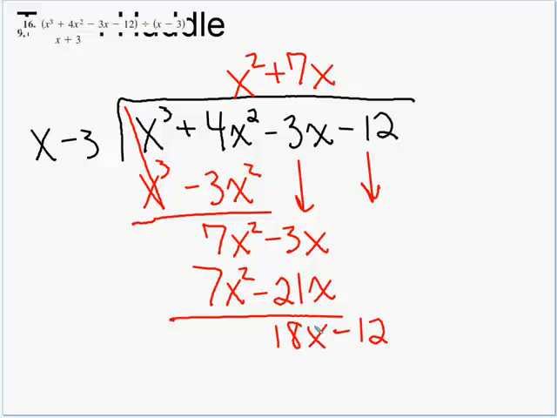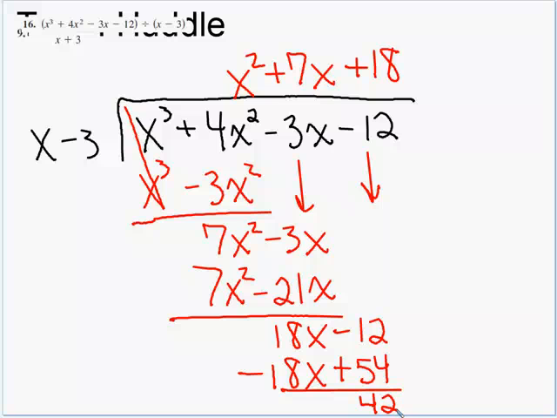So what times x is 18x? Got to be an 18. 18 times x is 18x. 18 times minus 3 is minus 54. Again, we are subtracting. Subtract here, that'll be 0. Add the opposite here. 54 minus 12 is 42. So that's our remainder. It's a positive 42, so we would write plus 42 over the quantity x minus 3.